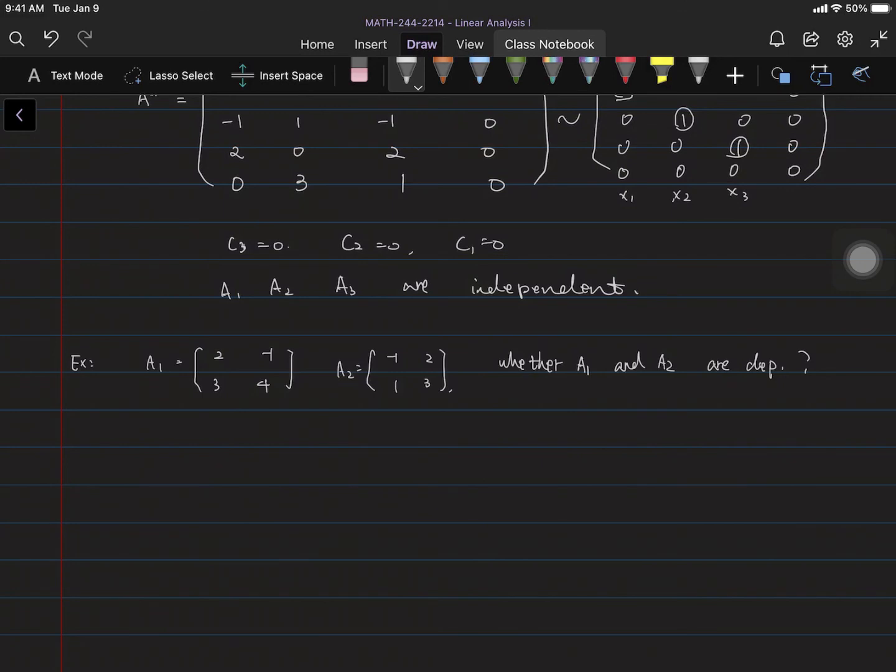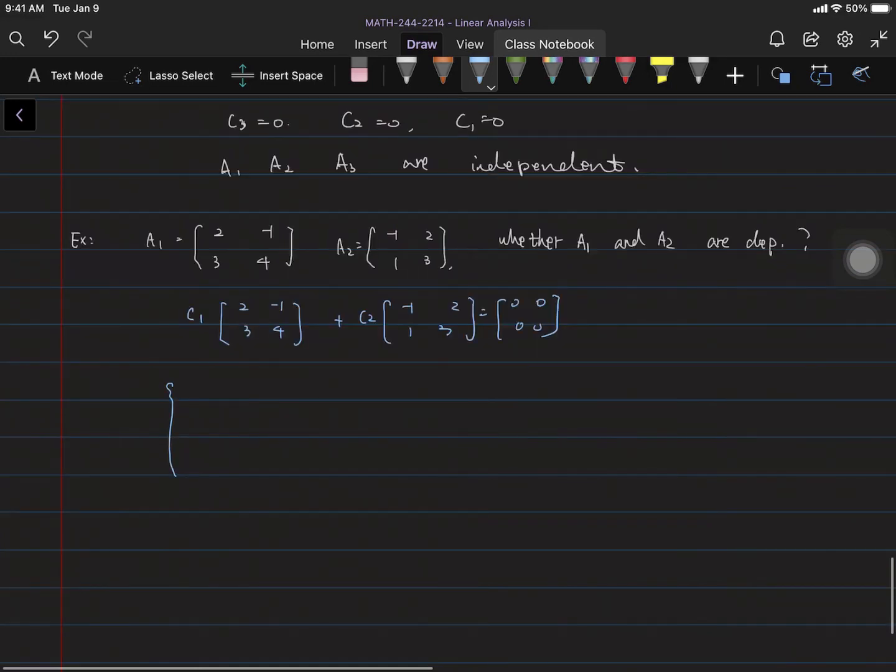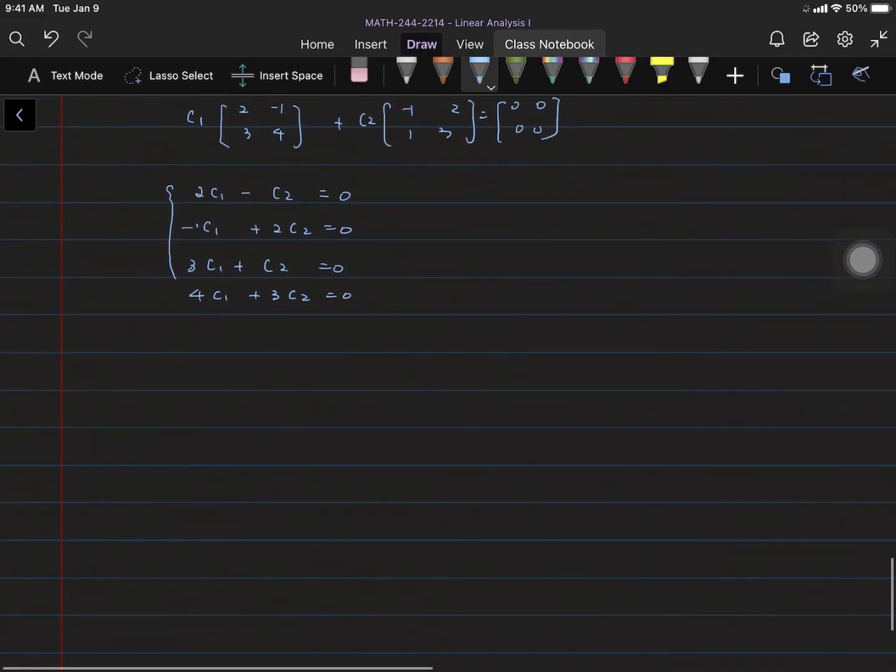Here's the exercise problem for our example. So we want to tell if A1, A2 are dependent or independent. Let's see. We write down like this way. I'm going to write down C1, C2. We only have 2 matrices, right? But it's okay, so it should be easy. This problem, the first equation, 2C1, A12 position, negative C1 plus 2C2 equals 0, A21 position, 3C1 plus C2 equals 0, and 4C1 plus 3C2 equals 0. And then we solve this linear system.